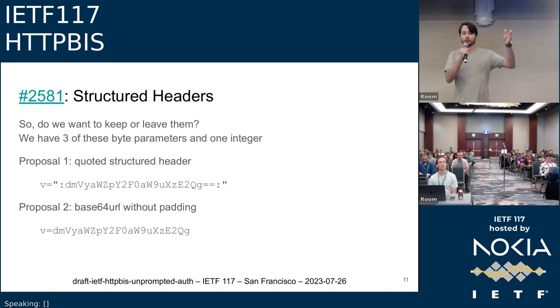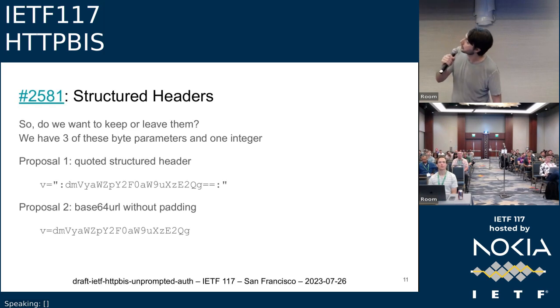Right now the draft has quotes then colons, which is kind of gross. Some people said it's still kind of neat, because once you've removed the quotes, you can pass that into your structured header parser, but eh. So the two obvious proposals here are: we keep this thing where we have quotes and colons, or the second one is we just say this is not a parameter structured and we just use base64 URL and we disallow padding, because padding in base64 is only useful if you can concatenate them, which we won't ever, doesn't make sense to do here. So I see that people have thoughts.